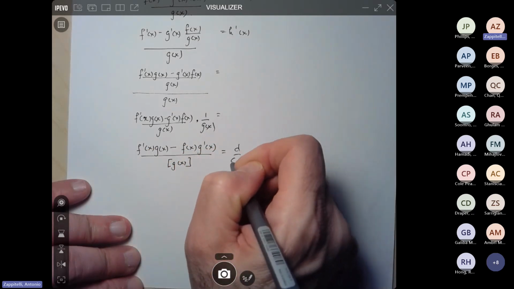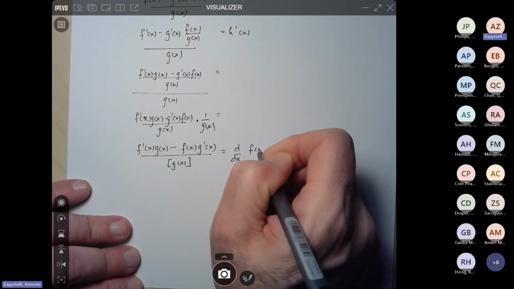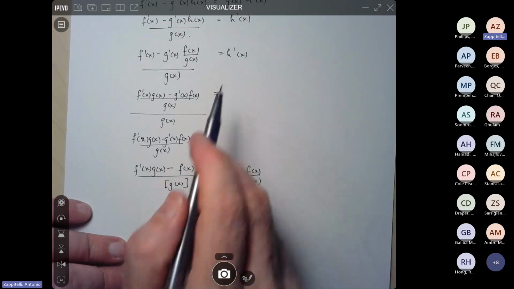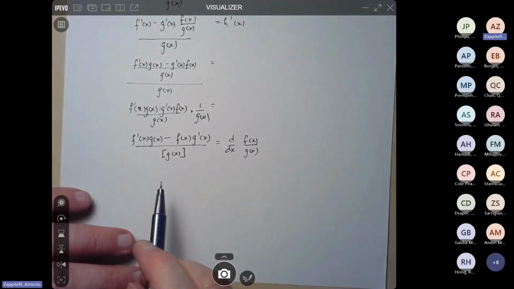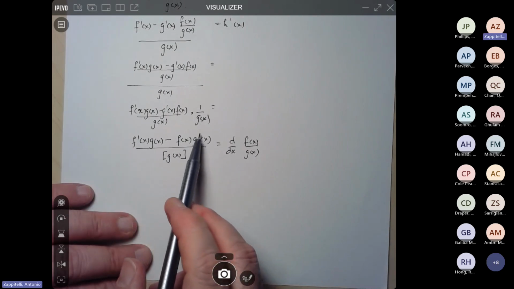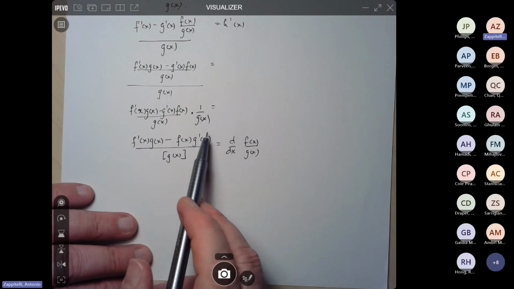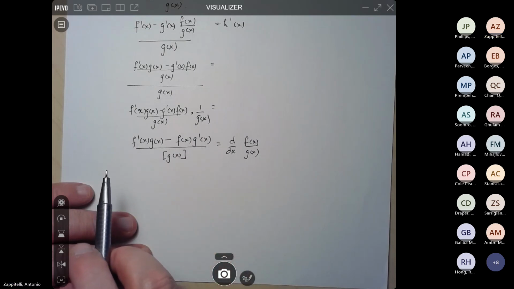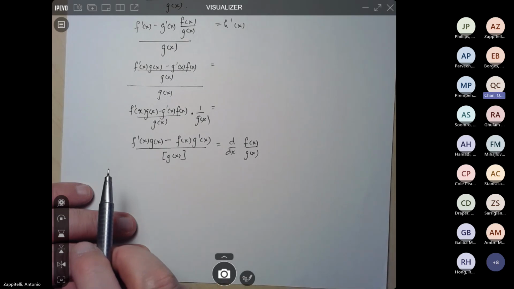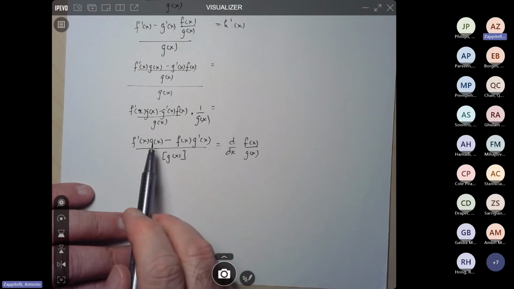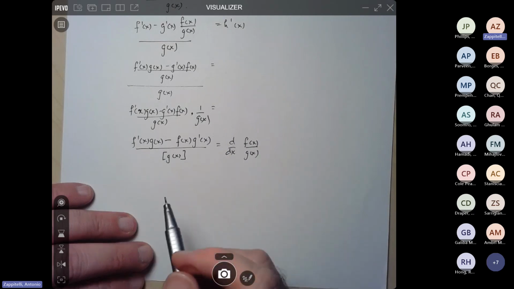And that's equal to the derivative of f of x over g of x. Okay, because remember, that's what h was representing. And this, when you look at it more closely, do you recognize the numerator? Does the numerator not look familiar to you? It's from the product rule, with only one difference. Instead of being a sum, it's a difference.